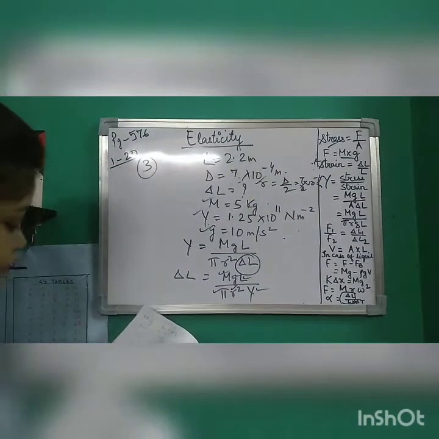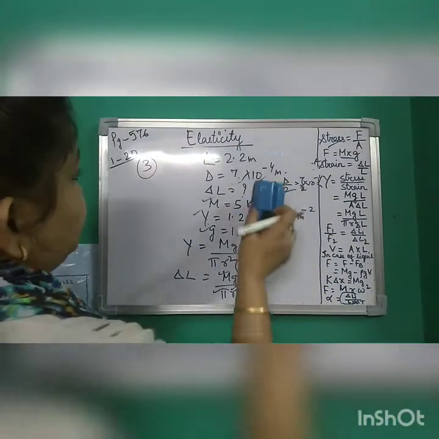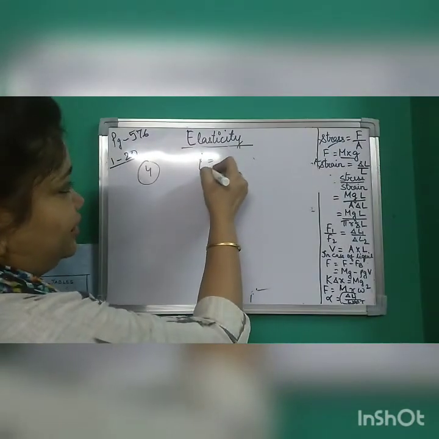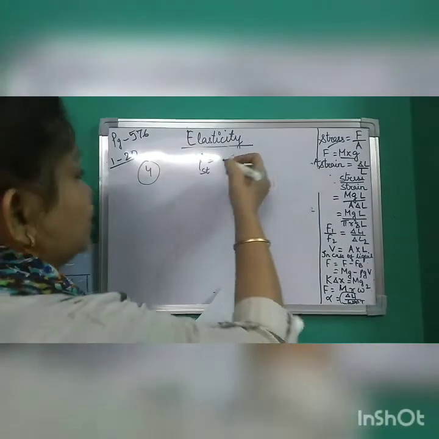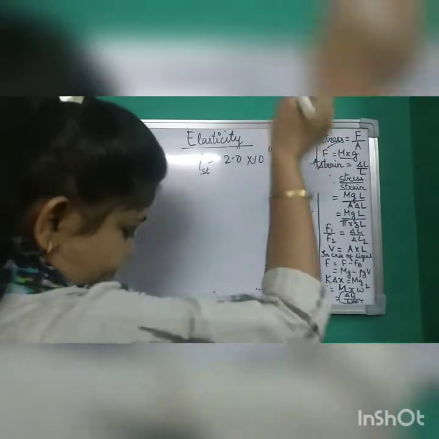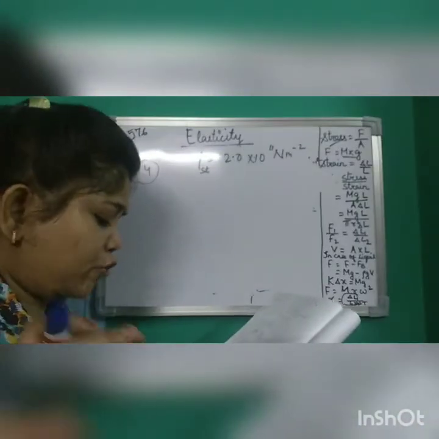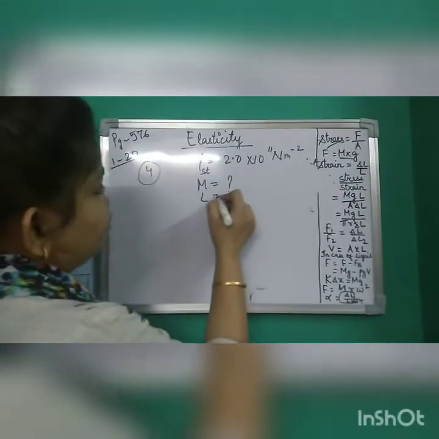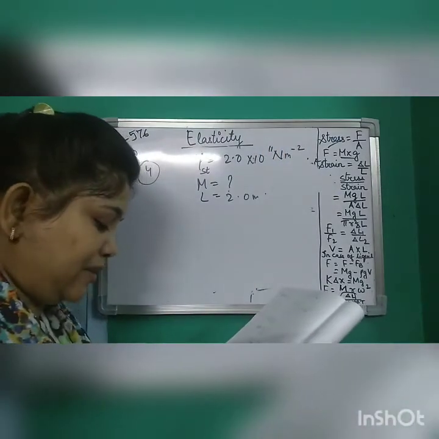Okay. Now, next sum. Let's do the next sum. Number 4 sum. Number 4, it is given. What is given? Let's see. If Young's modulus for steel, so Y is of steel, is 2 into 10 to the power of 11 Newton per meter square. This is given. Then how much weight? That means M you have to find out. To be suspended from a steel wire of length 2 meters, and diameter 1 millimeter.